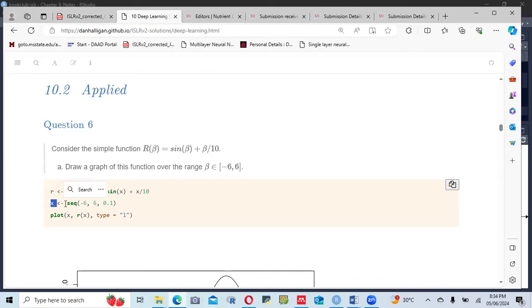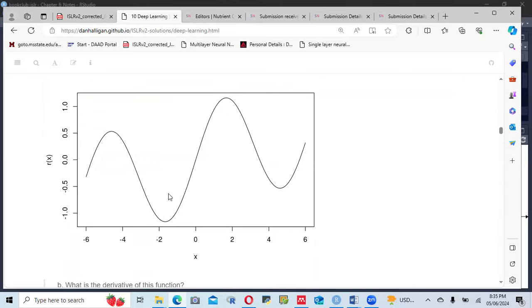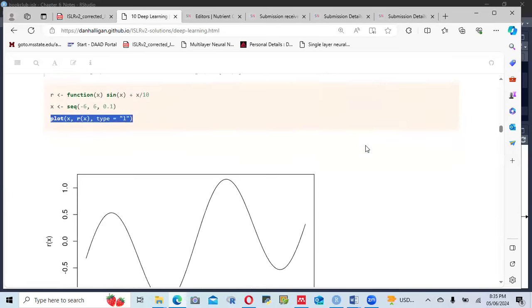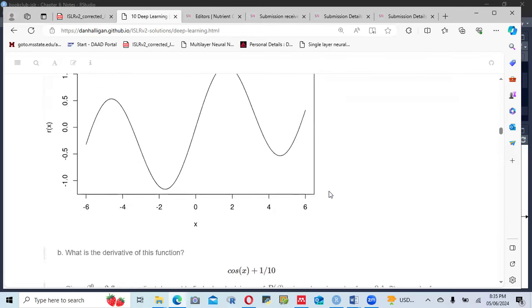Then for x, the x values, we have a sequence of numbers that goes from minus 6 to plus 6, with an interval of 0.1. Once we run the plots, we can see that we have a range for x, minus 6 to plus 6. So these are the values. This is the graph they said we should draw, where we specify that our beta value should go from minus 6 to plus 6.